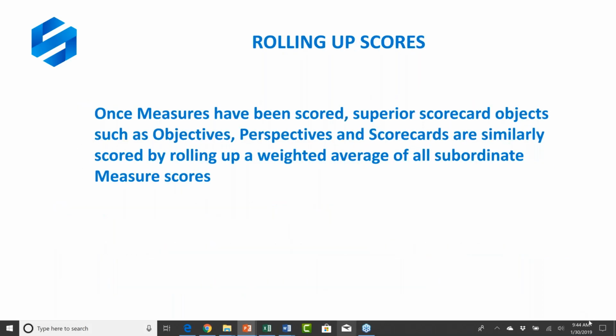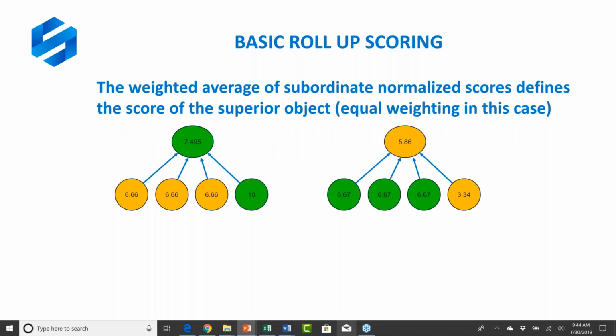Okay, so rolling up scores. Once measures have been scored, any superior scorecard objects such as objectives, perspectives, and even scorecards are similarly scored by rolling up a weighted average of all subordinate measure scores. The weighted average method of rolling up is the only thing that will apply to measure roll-ups. You can't change the aggregation type in terms of how measures are rolled up. But what you can do is adjust the weighting, which we'll discuss in a minute.